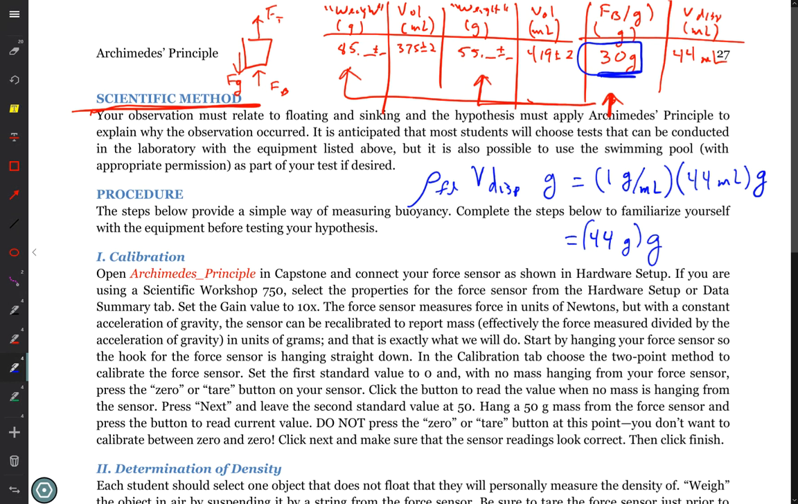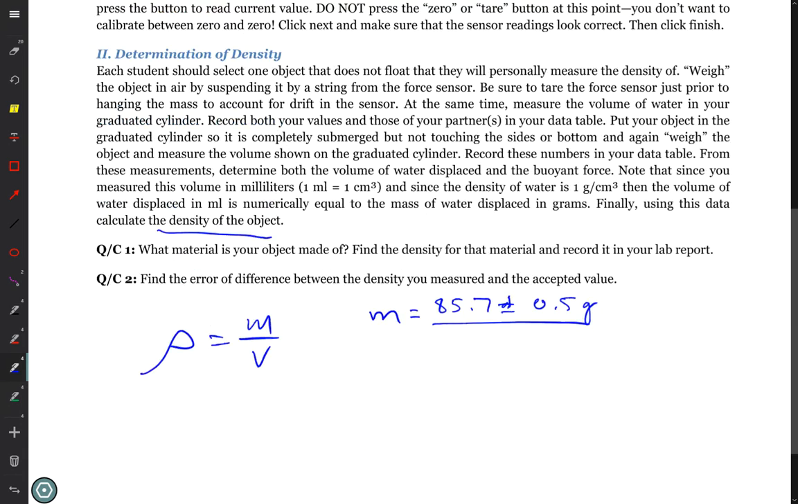So in this case, assuming that I wrote those down right and, of course, subtracted correctly, which I'm pretty sure on that one, then I would have that divided by 44 milliliters would give me a density of just a bit under 2 grams per centimeter cubed. So you're going to need to calculate that density and then look up what the density should have been.